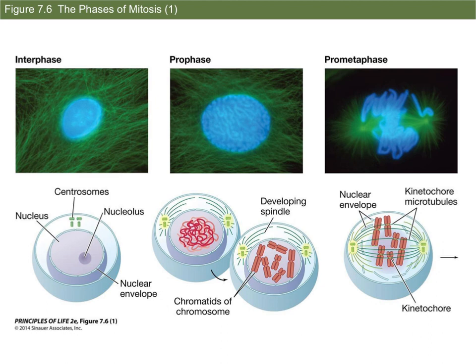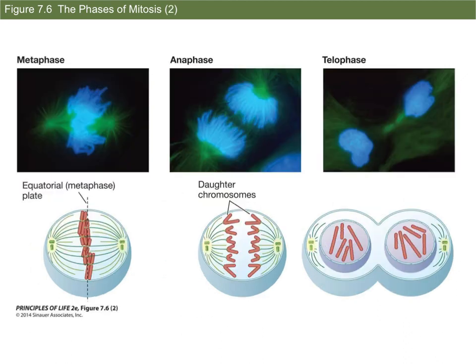Prometaphase is kind of that weird place in between prophase and metaphase where they're still lining up, but they're not quite lined completely up yet. Metaphase is where those chromosomes are lined up on that metaphase plate. Anaphase is where those sister chromatids are pulled apart. And telophase is where we're forming the two new nuclei.